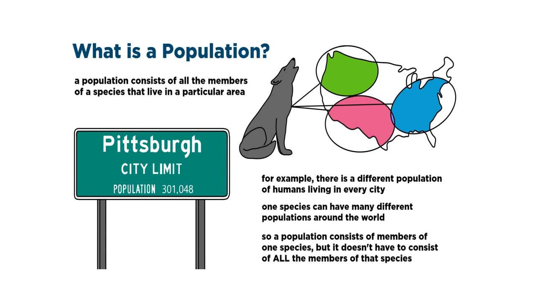So again, what is a population? It consists of all the members of a species that live in a particular area. For example, a population of humans. We can find a population of humans in every single village, city or town. So a species can have many different populations around the world. A population consists of members of one species, but it doesn't have to consist of all the members of that particular species, right? So that is the concept of population.